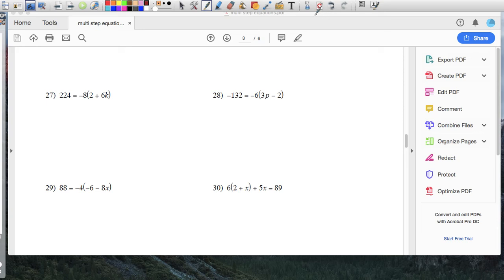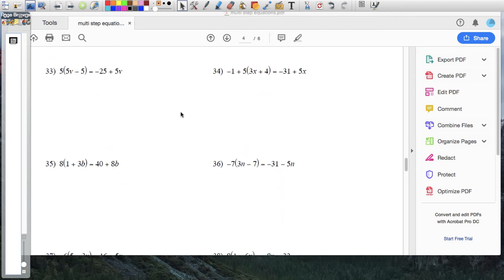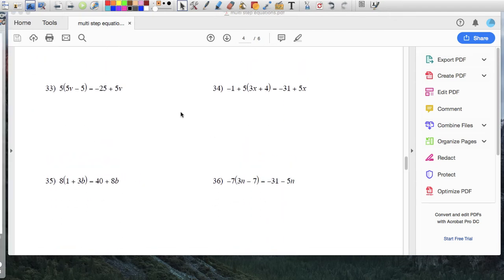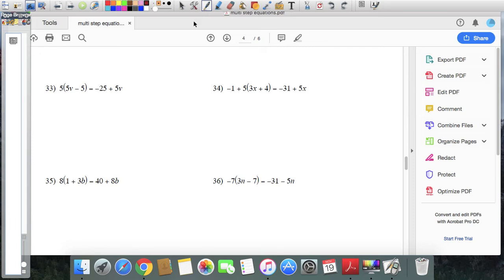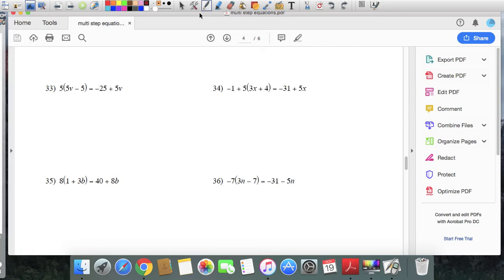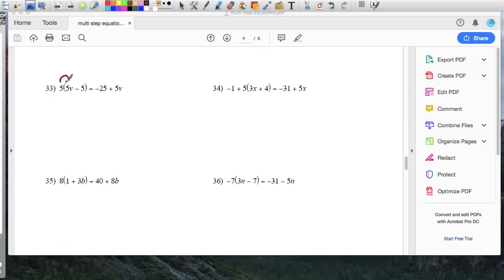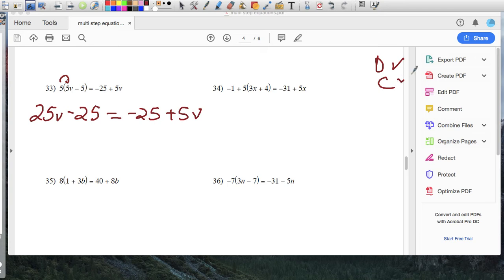That was 28. Now I'm on 33. So 33, distributive property first. That's 5 times 5v is 25v. 5 positive times a negative is a negative. Equals negative 25 plus 5v. So distributive property, check. Combine like terms, nothing to combine, check.